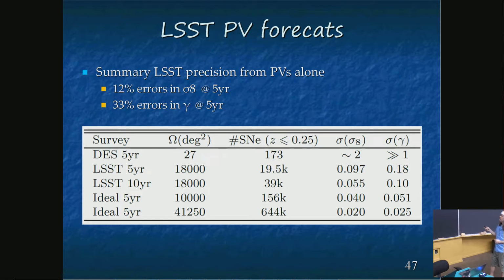Then you can go up and get, you know, that's kind of the bottom limit you can get. So 0.02 error in sigma 8, 0.025 error in gamma. You cannot go beyond that, forget it, right? In 5 years, that's it. And basically, ideally, after 5 years, you are already getting to the cosmic variance limit anyway. So that's the end game. But LSST is not too far off, factor 5-ish, 6-ish from the final best thing you can do.